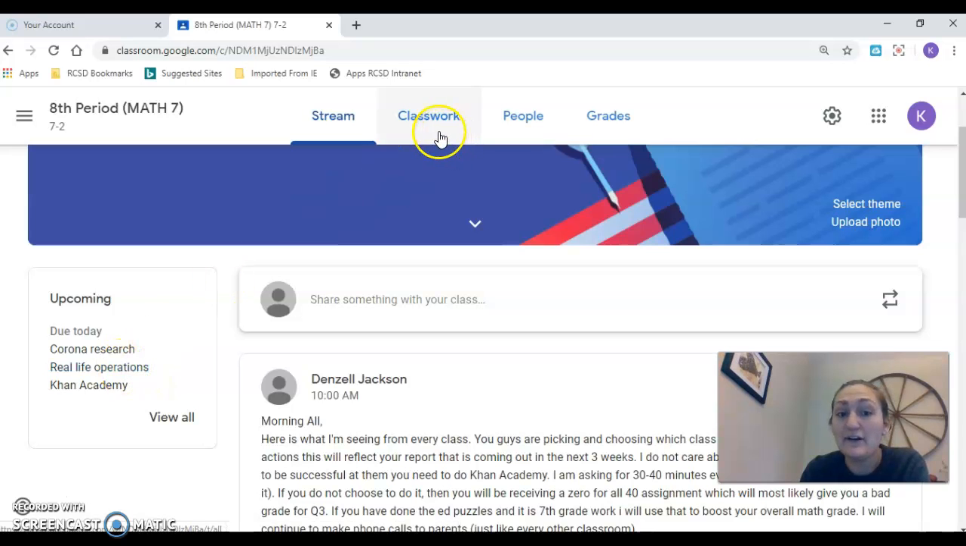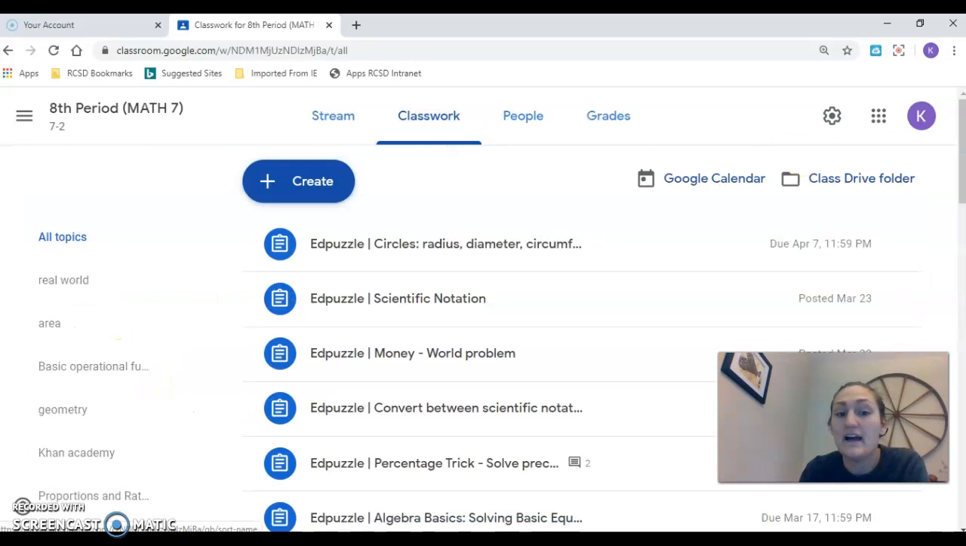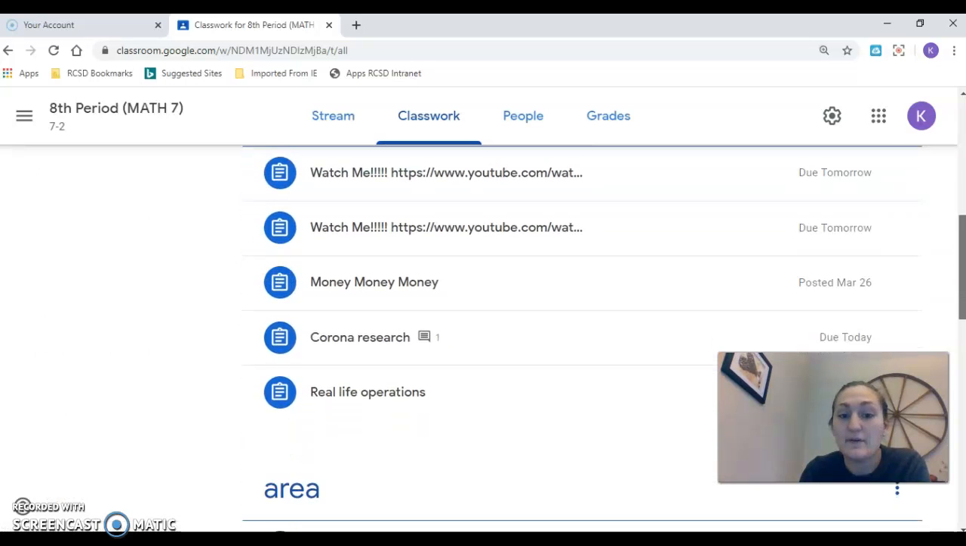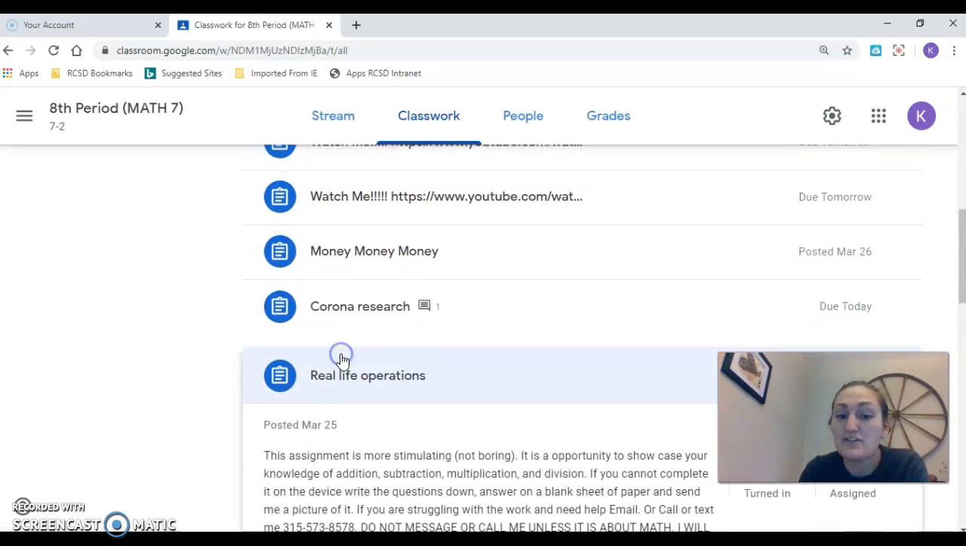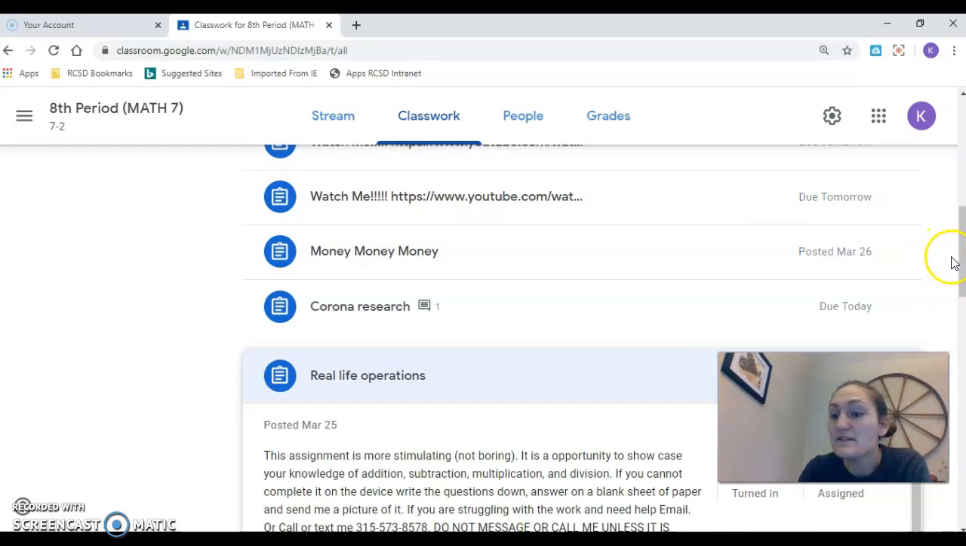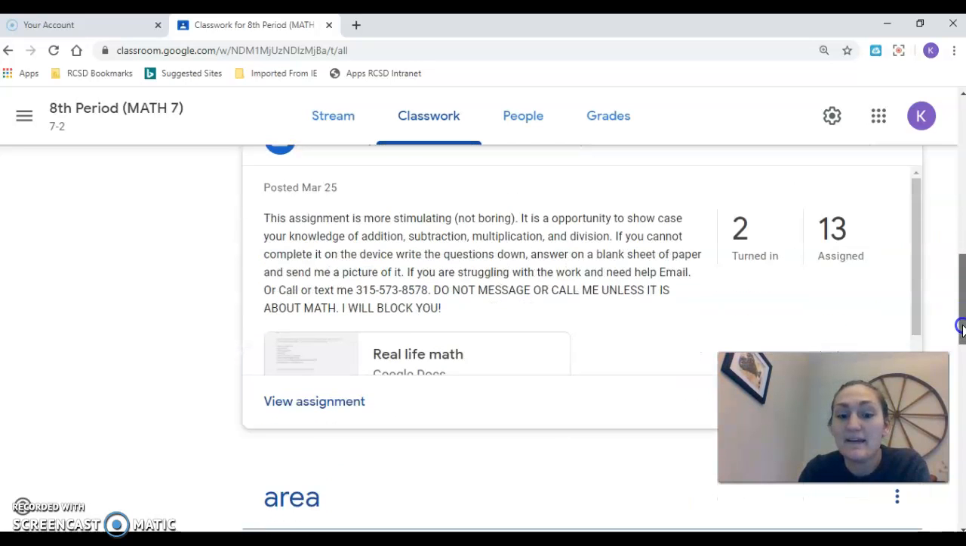So I can click on it here, or I can go to classwork and scroll down, real life operations. I'm going to open this up. It's due today, so I'm going to get going on it.